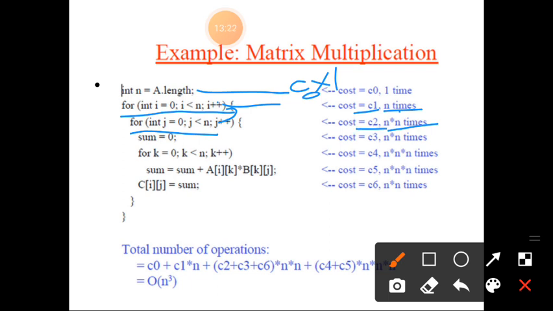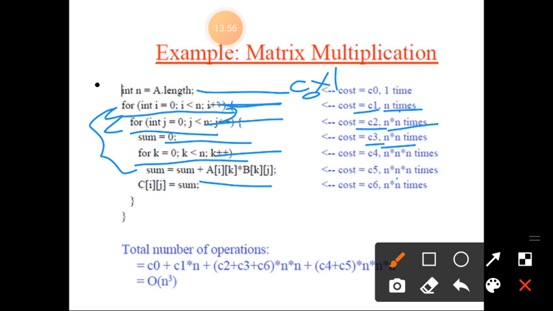Then the cost is represented as C2. And this sum statement is inside the two nested loops, so the total is n square, n into n times, and this cost is C3. And here k is equal to 0, k less than n, k plus plus. How many times? It is inside this loop, so here it is n times, here n times, and here n times. So n into n times, and this loop is inside the three nested loops, so it is also executed n into n times.